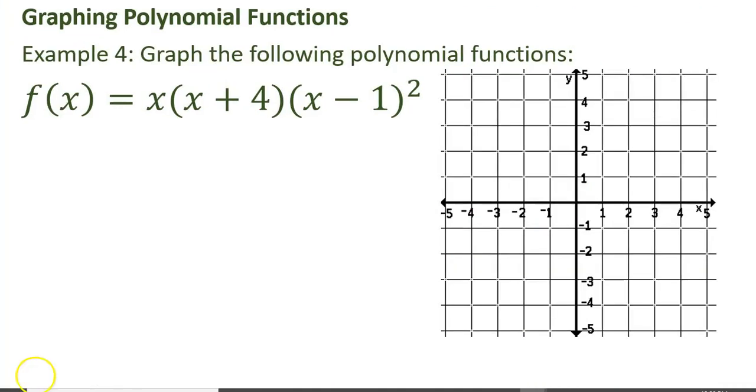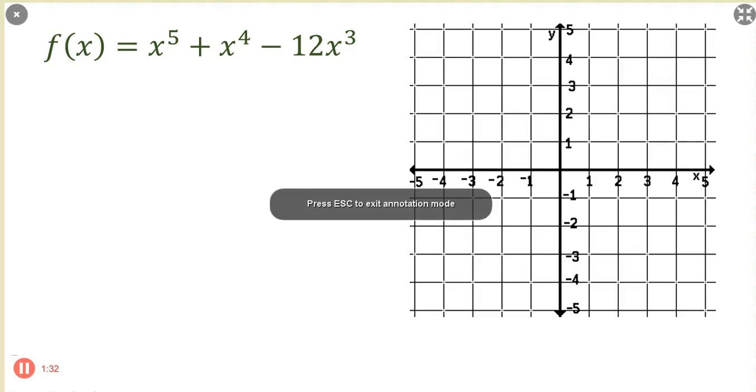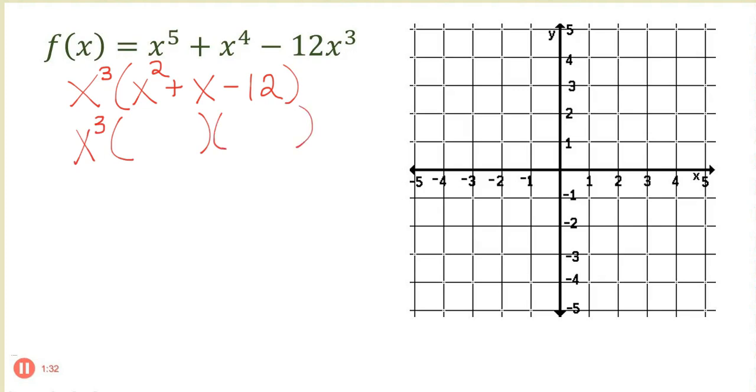Okay, let's do one more. All right, so this one is not in standard form, so the first thing we need to do is factor it. So we're going to take out our GCF. And then we're going to factor that down. We need 2 numbers that multiply to be negative 12, but add to positive 1. So when I set these factors equal to 0, now I can get my 3 x-intercepts.